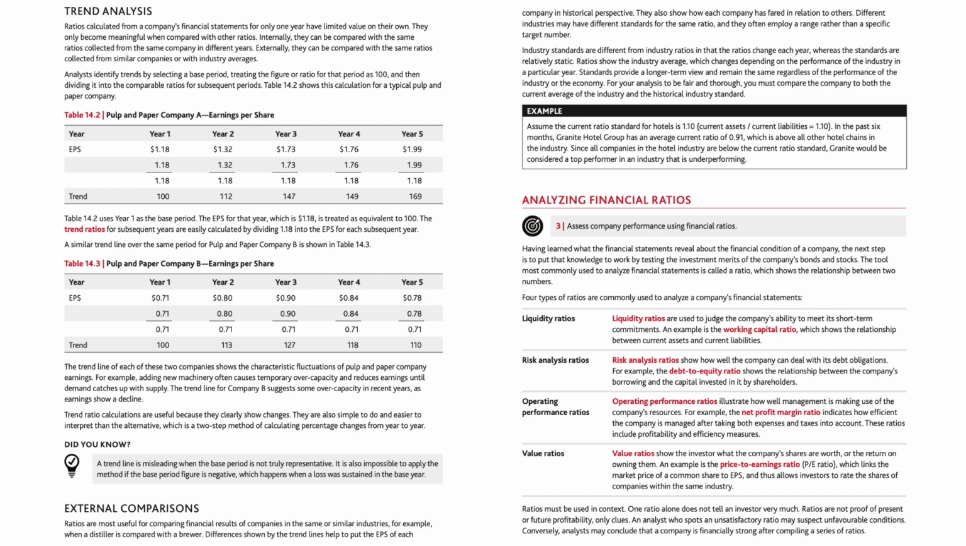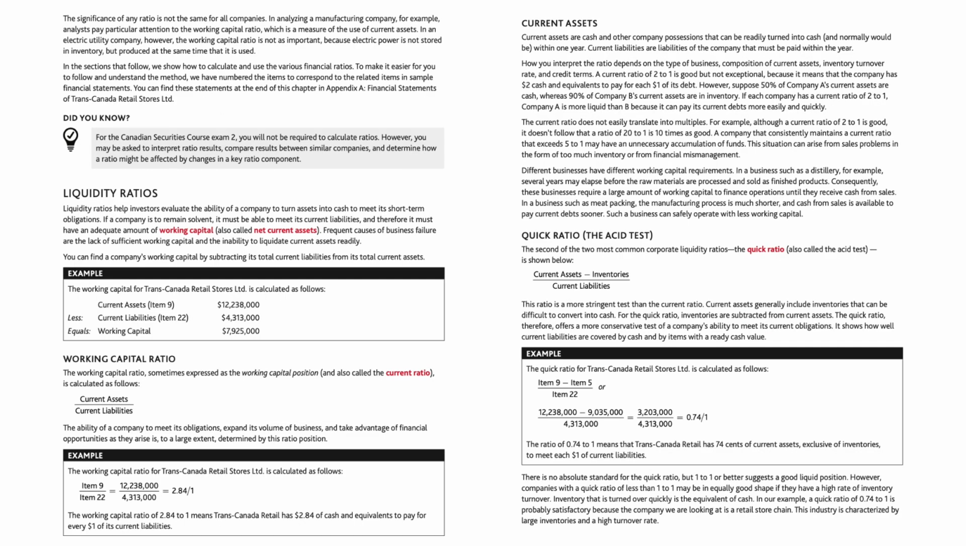Ratios must be used in context. One ratio alone does not tell an investor very much. Ratios are not proof of present or future profitability, only clues. An analyst who spots an unsatisfactory ratio may suspect unfavorable conditions. Conversely, analysts may conclude that a company is financially strong after compiling a series of ratios. The significance of any ratio is not the same for all companies.